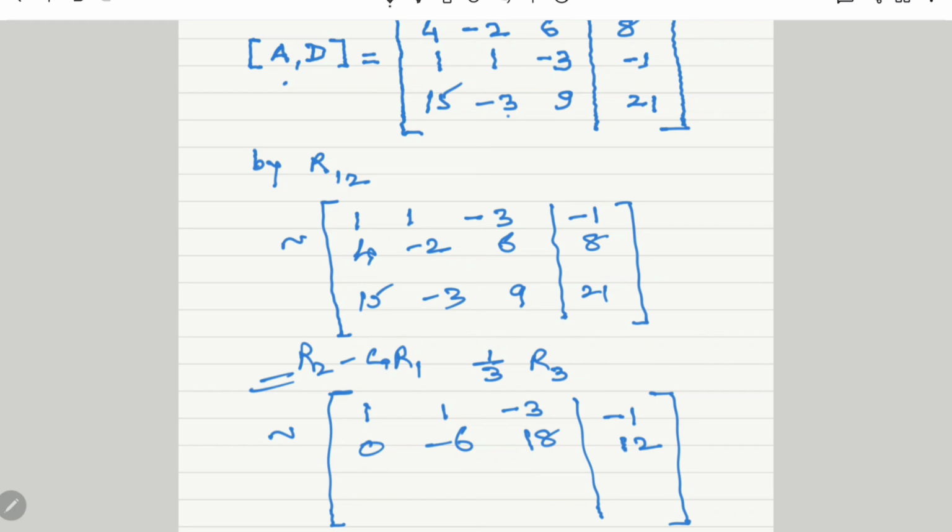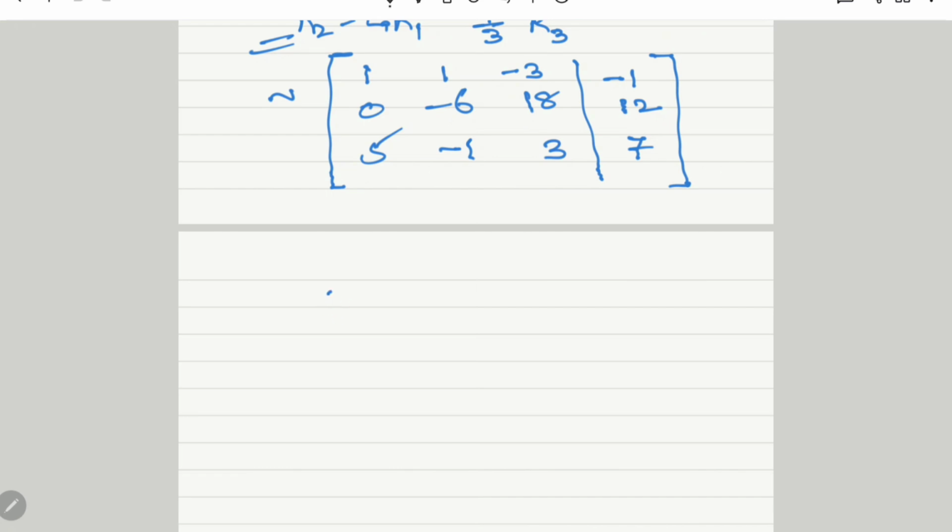Then third row is multiplied by 1 by 3. 15 into 1 by 3 we get 5. Minus 3 into 1 by 3 we get minus 1. 9 into 1 by 3 we get 3. And 1 by 3 into 21 we get 7. And then using that 1, we convert this 5 to 0 by applying R3 minus 5 times R1.